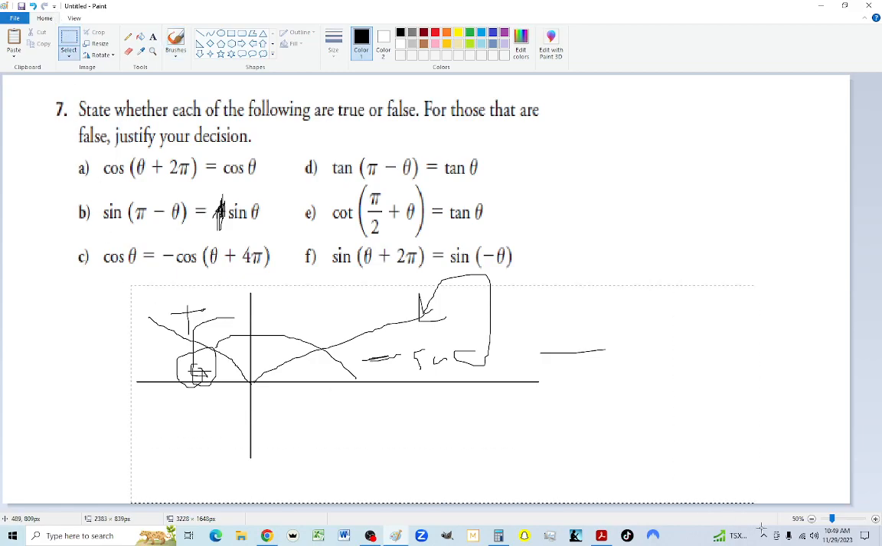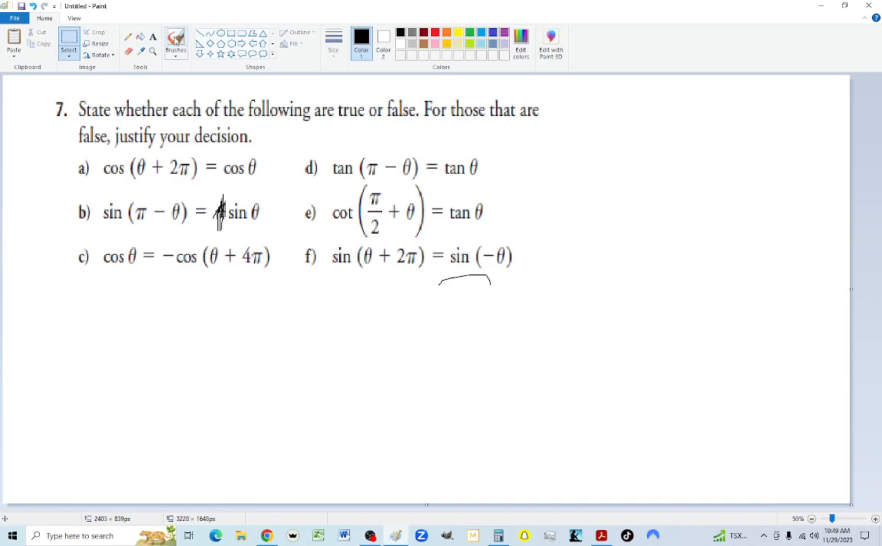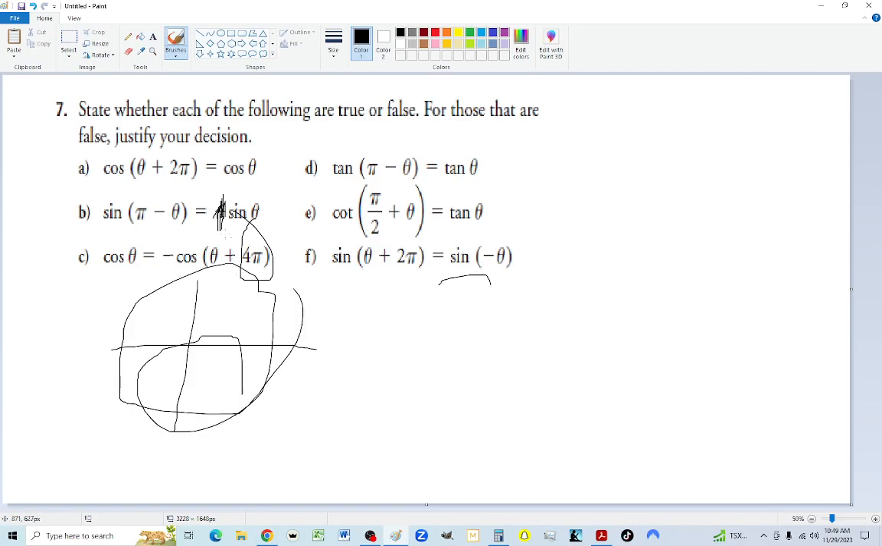Will this be equal to this? Well, it shouldn't, because 4 pi is the same as going around once, twice, and you end up at the same angle. If you end up at the same angle in the same quadrant, the positive or negative should be the same. Since this is negative and this is positive, this can't possibly be true.